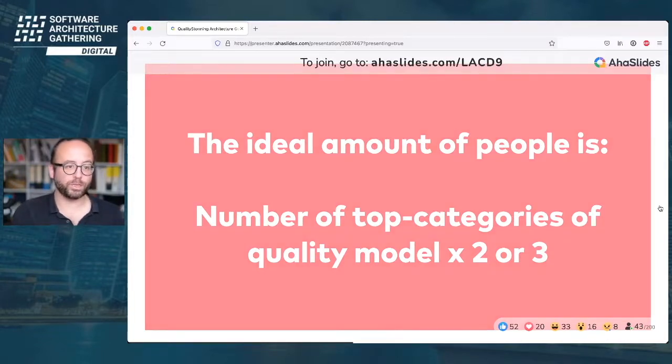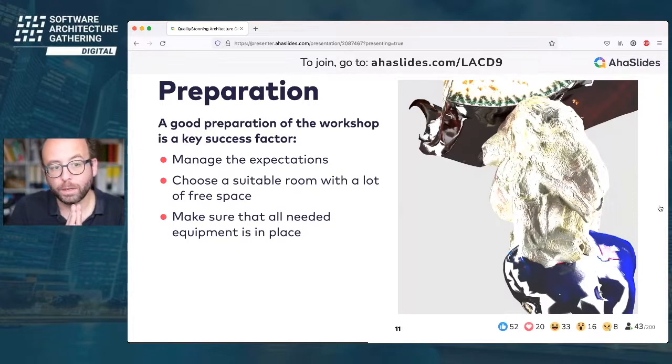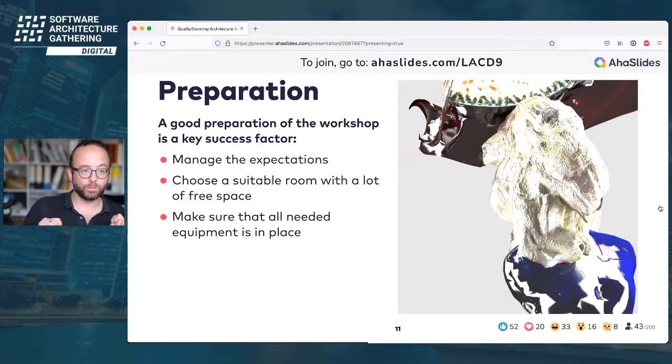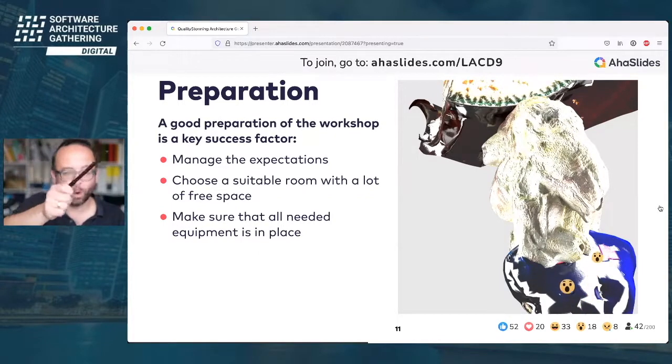And then it's time to prepare the actual workshop. Please manage the expectations. Tell people what they are going to do. And please also tell them that quality storming is not a silver bullet that solves every problem. This is not going to be some magical workshop where wonders are going to happen with a magic wand or whatever.